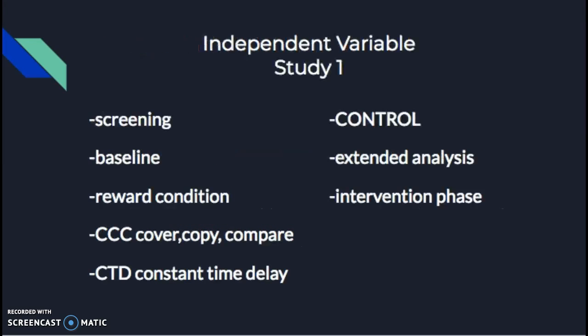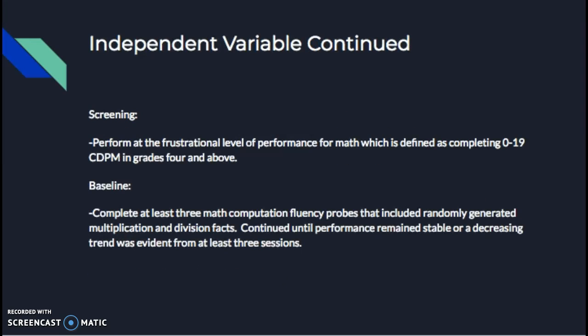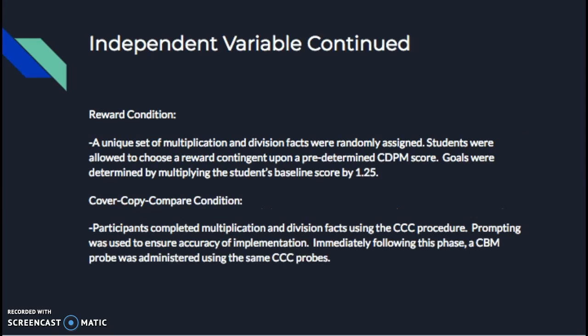So after the screening and baseline conditions, they went to the reward condition, where a unique set of multiplication and division facts were randomly assigned. Students were allowed to choose a reward contingent upon a predetermined CDPM score. Those goals were determined by multiplying the student's baseline score by 1.25 for a 25% increase.